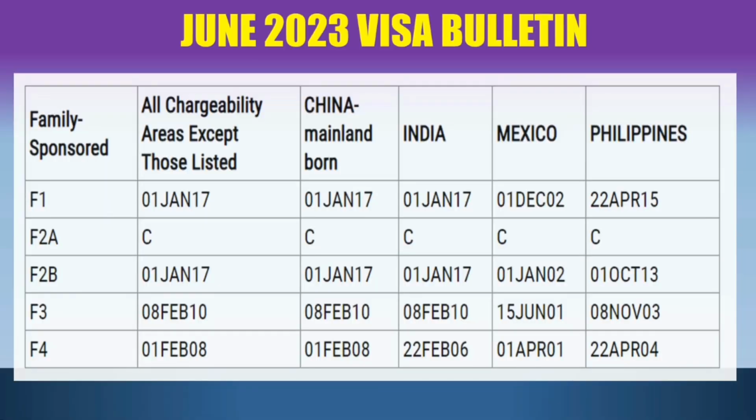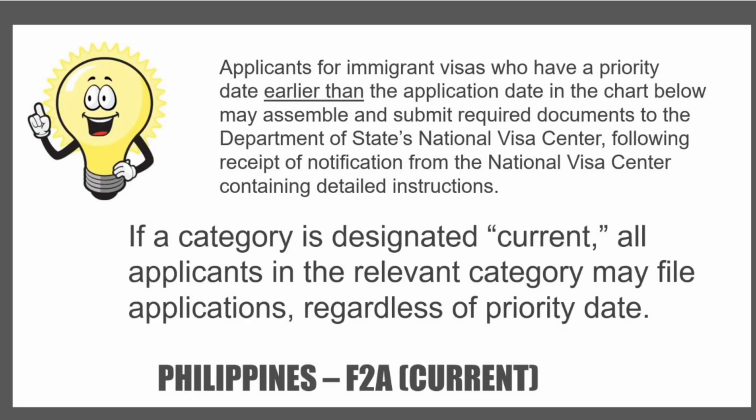Let's check the latest visa bulletin. Here's the June 2023 visa bulletin for family-sponsored. Under Philippines, F1, April 22nd, 2015. For F2A, it's current. F2B, October 1st, 2013. F3, November 8, 2003. And F4, April 22nd, 2004. The only current category is F2A.